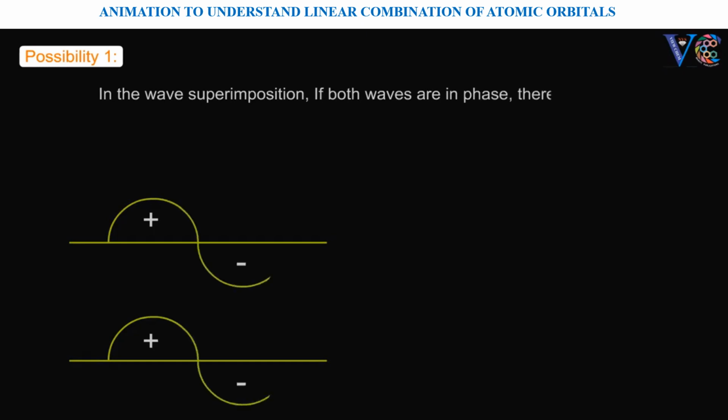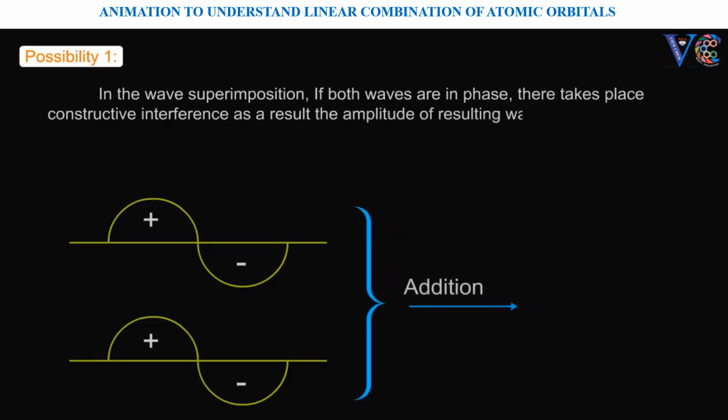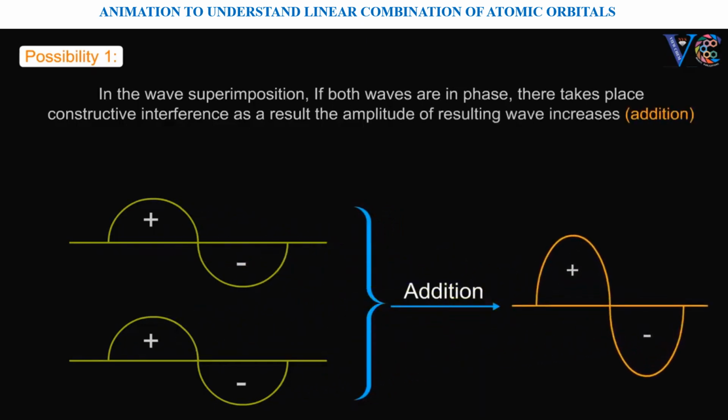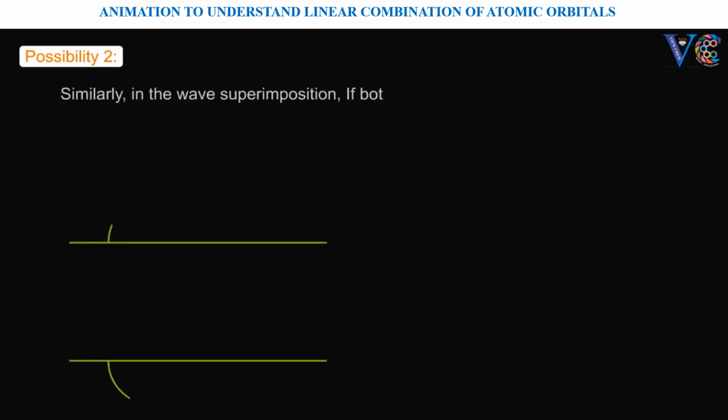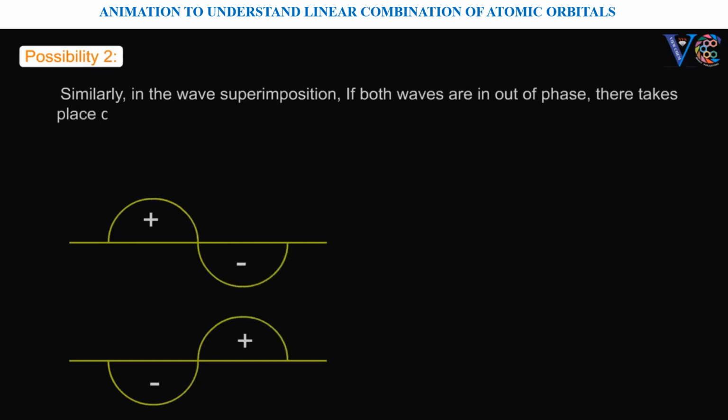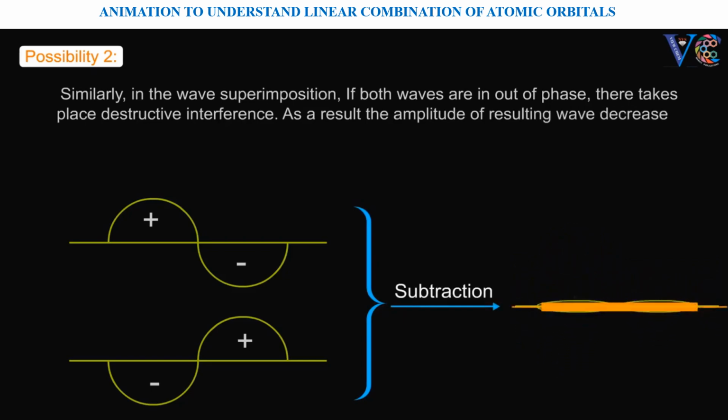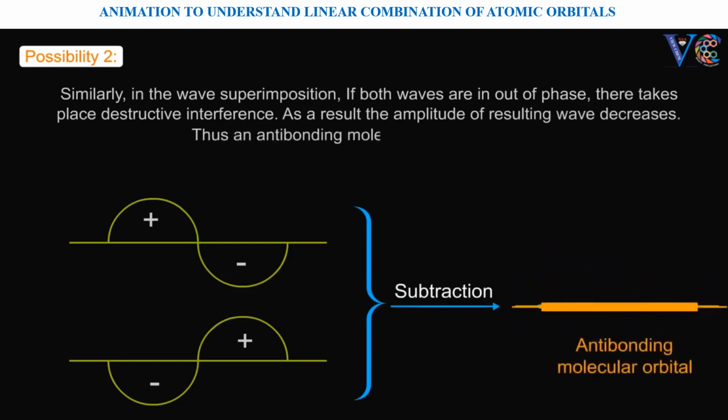Possibility 1. In the wave superimposition, if both waves are in phase, there takes place constructive interference. As a result, the amplitude of resulting wave increases. Possibility 2. Similarly, in the wave superimposition, if both waves are out of phase, there takes place destructive interference. As a result, the amplitude of resulting wave decreases. Thus an antibonding molecular orbital is formed.